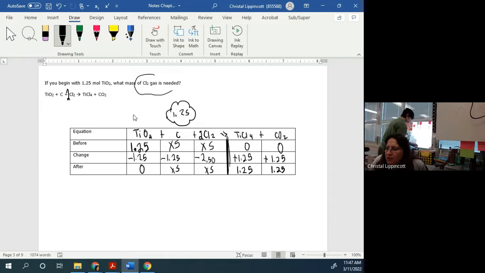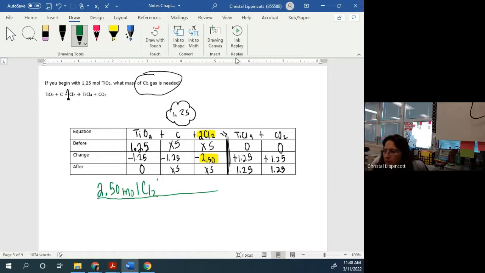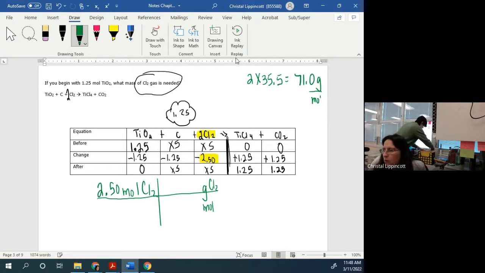They wanted to know how much Cl2 we needed. So my Cl2 is here. This is how much I needed in moles, but I've got to convert that into grams. This is moles of Cl2. So now, if I want to use dimensional analysis, I need to figure out the grams per mole for Cl2. Well, I've got 2 Cl's. Each Cl is 35.5. So that's 71.0 grams per mole. So 71.0 times 2.5 is going to give you 178 grams of Cl2.